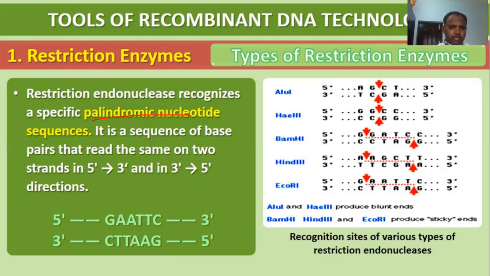Okay, see here an example. 5' to 3', G-A-A-T-T-C. When you read in this direction on this strand, G-A-A-T-T-C. Similarly for all sequences. For example, this is EcoRI. The HindIII you can see A-A-G-C-T-T. If you reverse like this, A-A-G-C-T-T. Because this sequence you can call a palindromic sequence, right?